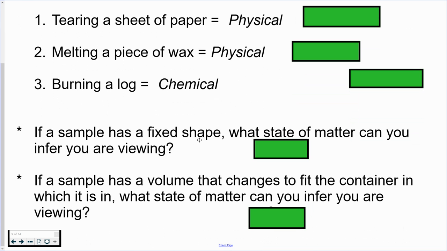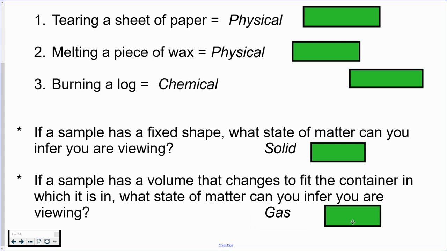If something has a fixed shape, what state of matter can it be? Well, fixed shape, it has to be solid. Fixed would be a definite shape, so definite or fixed. Now, if a sample has a volume that changes to fit the container, what state of matter can you infer you are looking at? I would say you're looking at a gas, because if the volume changes to fit the container, it has to be gas. A definite volume is a liquid and a solid. We know those volumes.